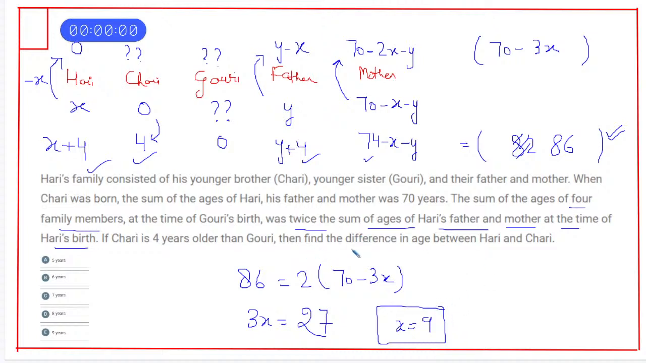I guess we have to find the age difference between Hari and Chari. So the age difference between these two is 9 years. So 9 is the answer. Is it clear? Nandita, where did you go wrong? Find your mistake.